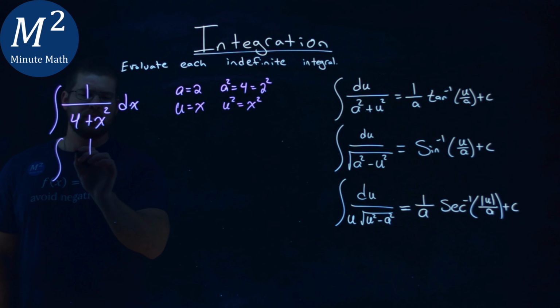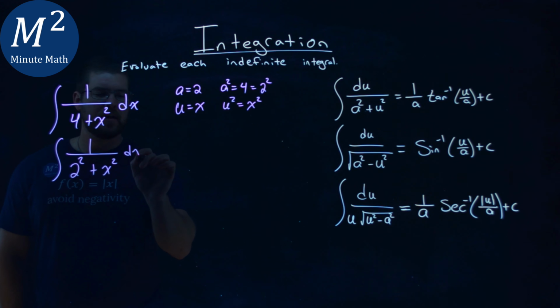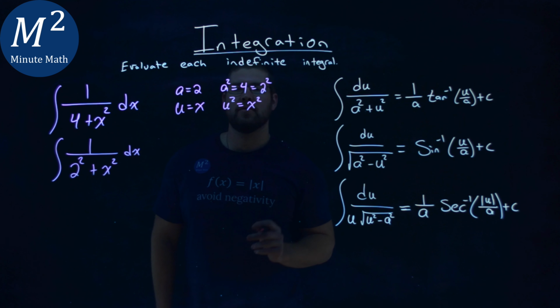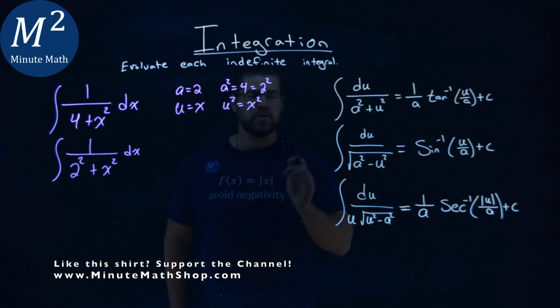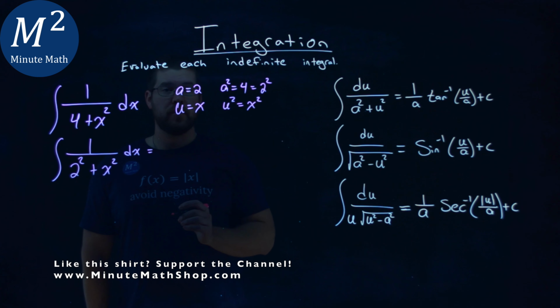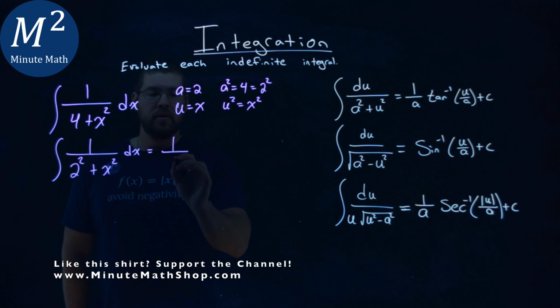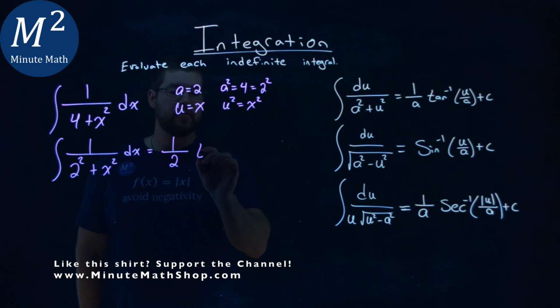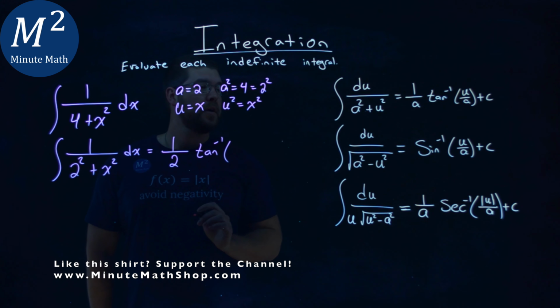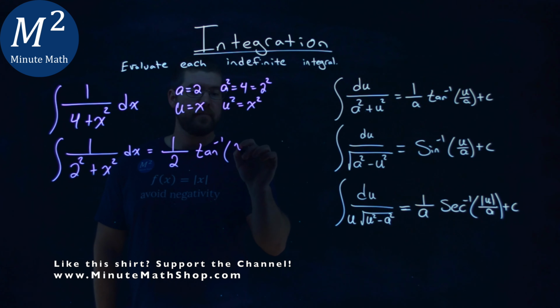And so it lines up to our definition. 1 over, instead of 4, I have a 2 squared plus an x squared dx. And now it looks very close to our definition. So now we can use our definition to solve this. 1 over our a value, which was 2, times the arctangent of our u value, which is x here, over our a value, which again is 2.